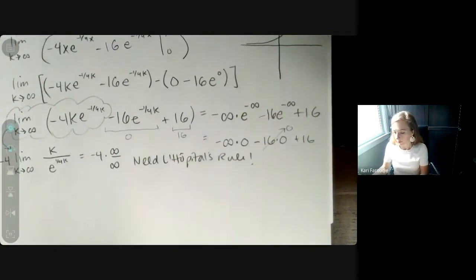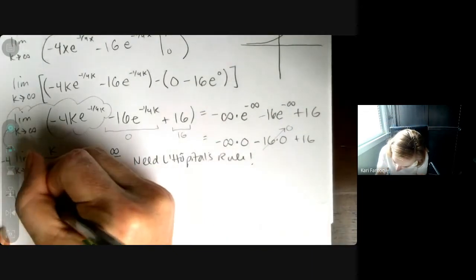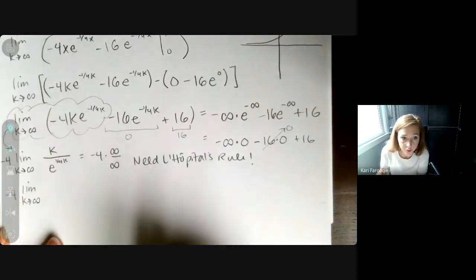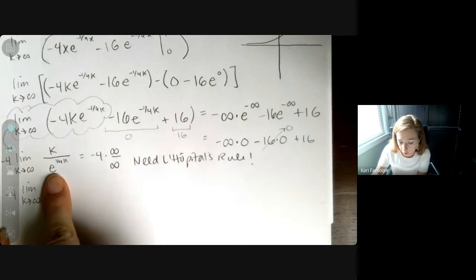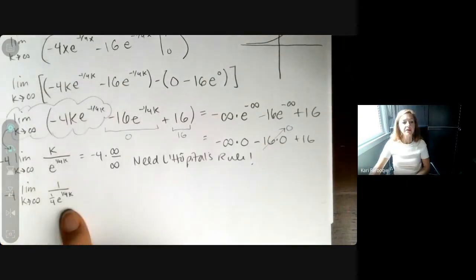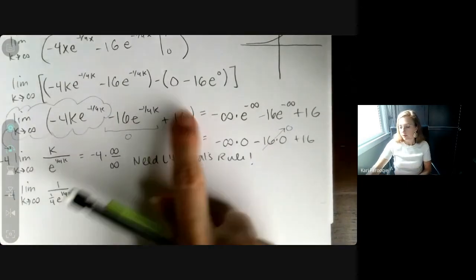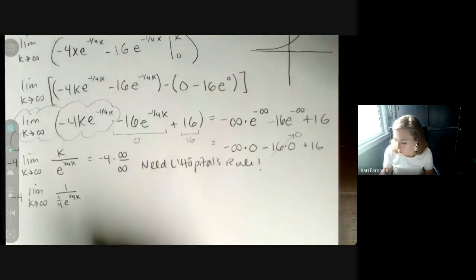It's also indeterminate. Of course it's indeterminate. It was indeterminate before. You didn't use L'Hopital's rule. It's still going to be indeterminate. But we're going to take the derivative of the numerator and the denominator separately. So the derivative of k is 1, and the derivative of e to the 1/4 k is 1/4 e to the 1/4 k. When we take the derivative, we're just using the chain rule, which means we're just taking the derivative of e to the u and multiplying it by u prime. So chaining on the derivative of the inside function.